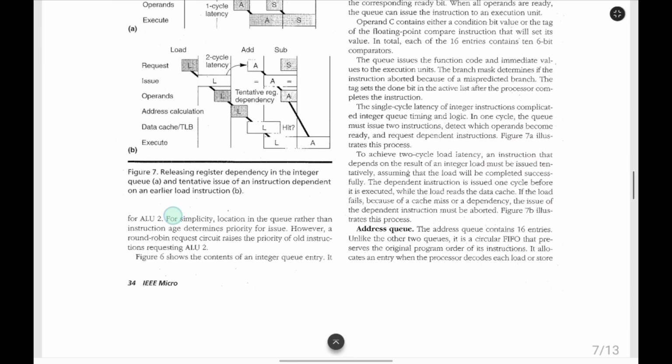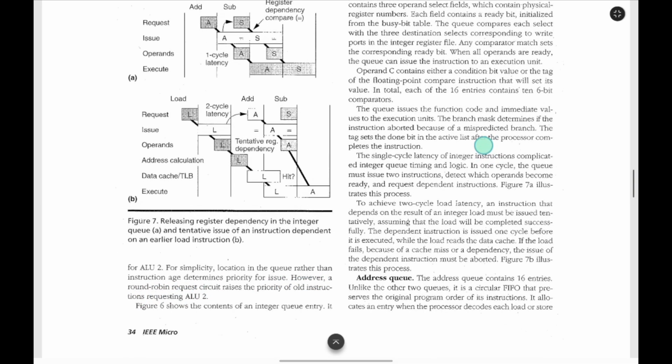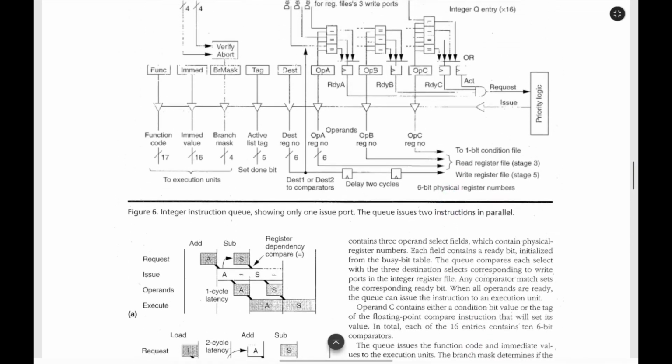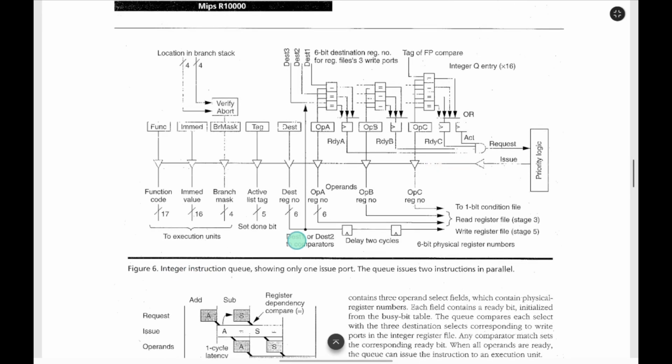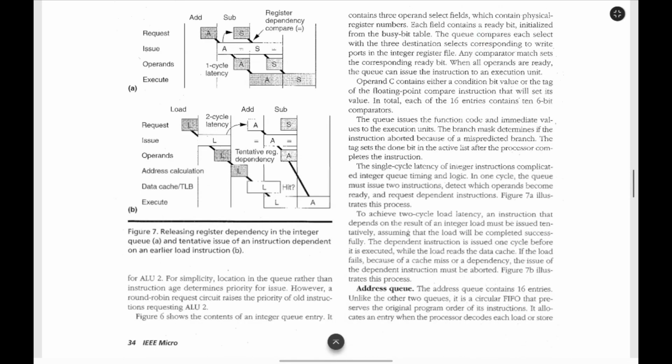For simplicity, the location of the instruction in the queue determines priority for issues. However, a round robin circuit raises the priority of the old instructions requesting ALU2. Figure 6 shows the integer instruction queue, showing only one issue port. The queue issues the instructions in parallel.